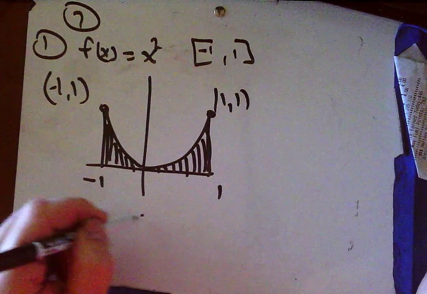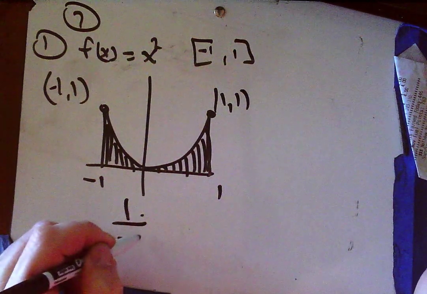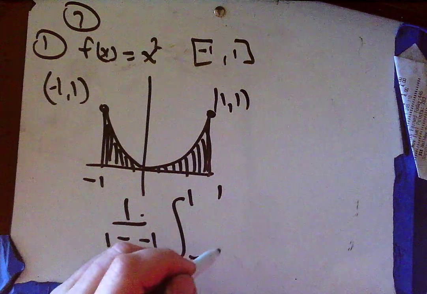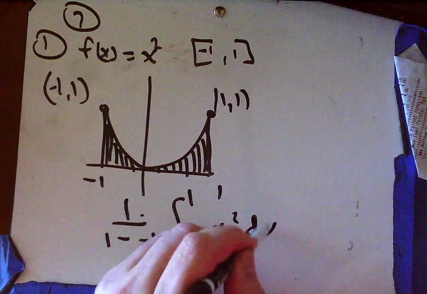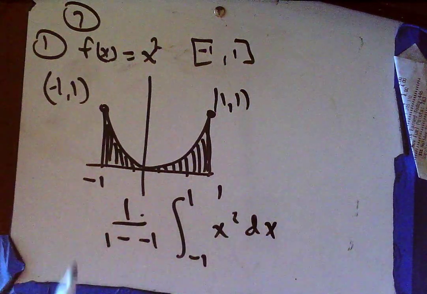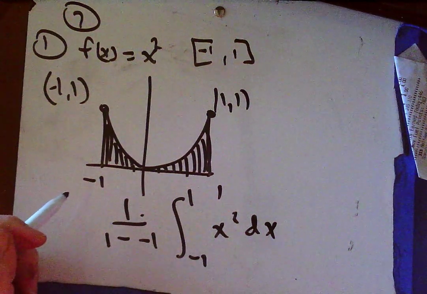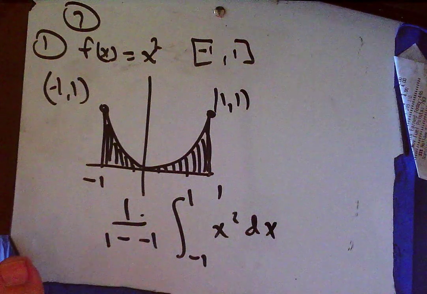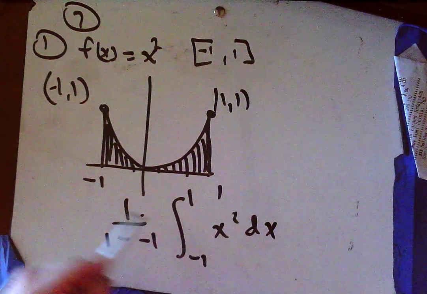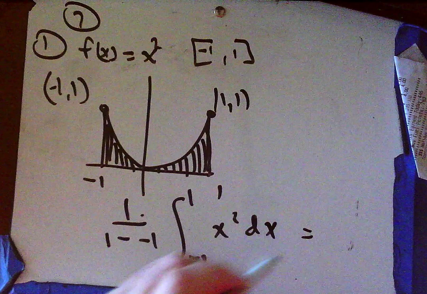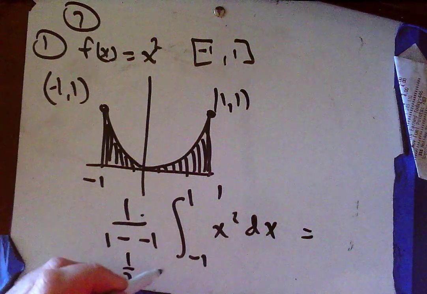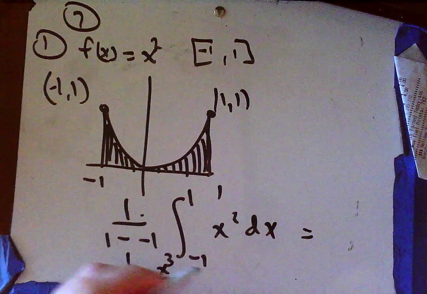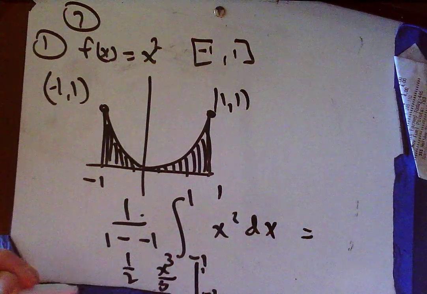And we're going to do that by doing 1 over b minus a times the integral from a to b of f(x). Okay, this is not an area question. This is not a top minus bottom question. This is just find the average value. So I'm using my average value formula. That's going to be 1/2 over there. Antiderivative of x squared is x to the third over 3. And we're evaluating from -1 to 1.